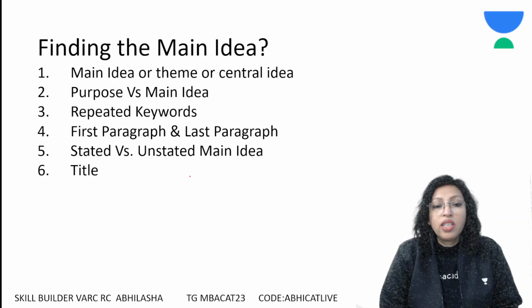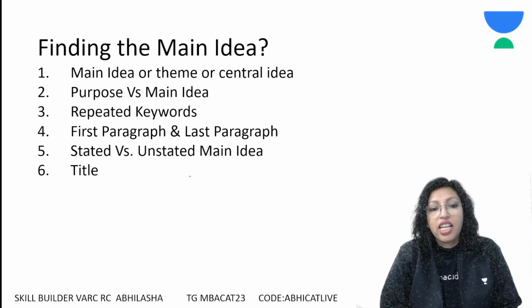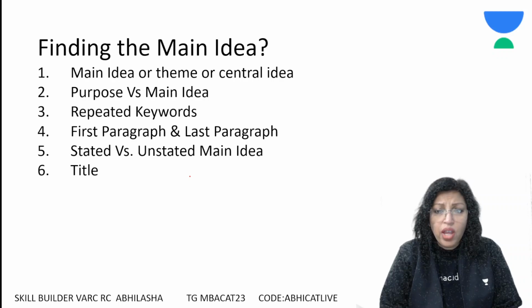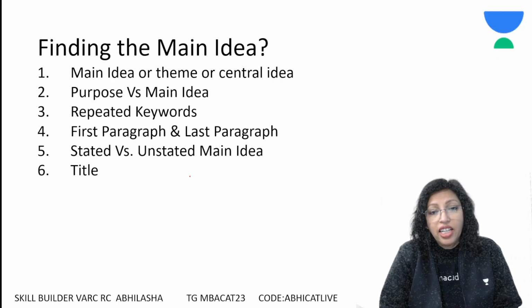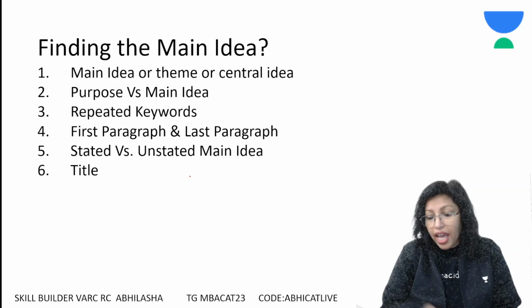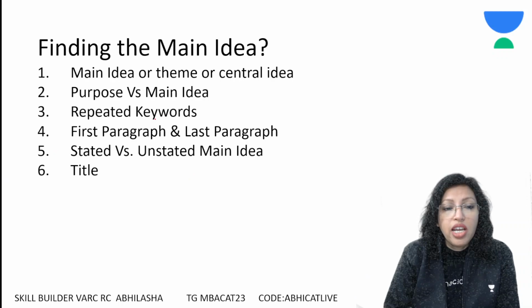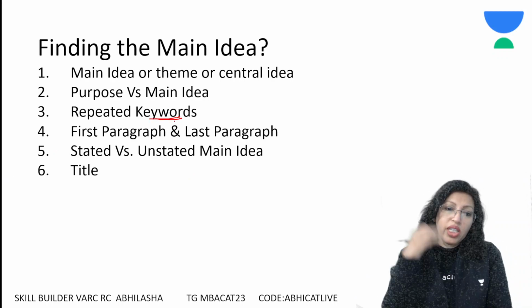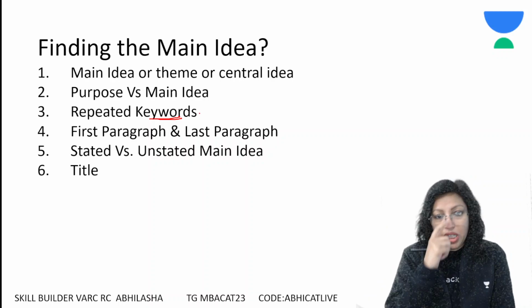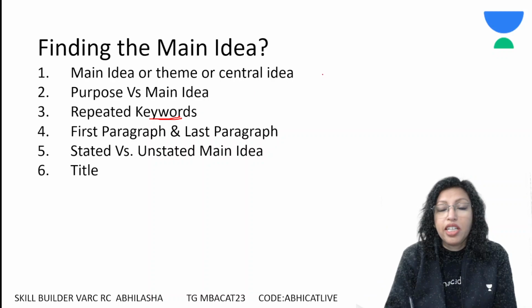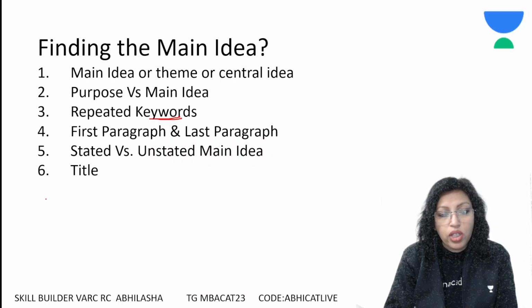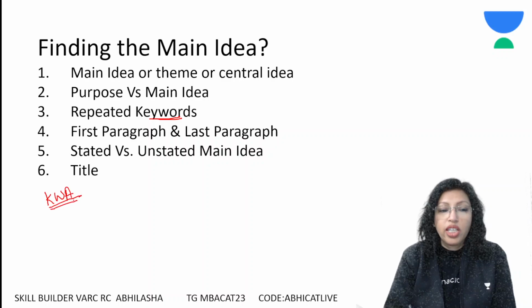So the main idea or the theme or the central idea is essentially that one idea that the writer is talking to you about. Okay, it is, like I said, something that is repeated again and again. Now, when we say that it is repeated again and again, and I have given you as point 3 repeated keywords. Now, this is something that we had spoken about in the last class also, the repeated keywords. And what did I say about the repeated keywords? Well, there are 3 types of keywords that you can have. Okay. So I'm just doing a very short keyword analysis. So there are 3 types of keywords that we can have.